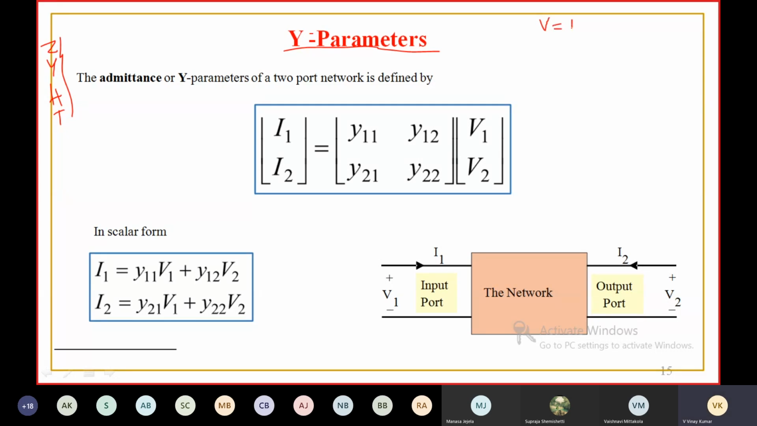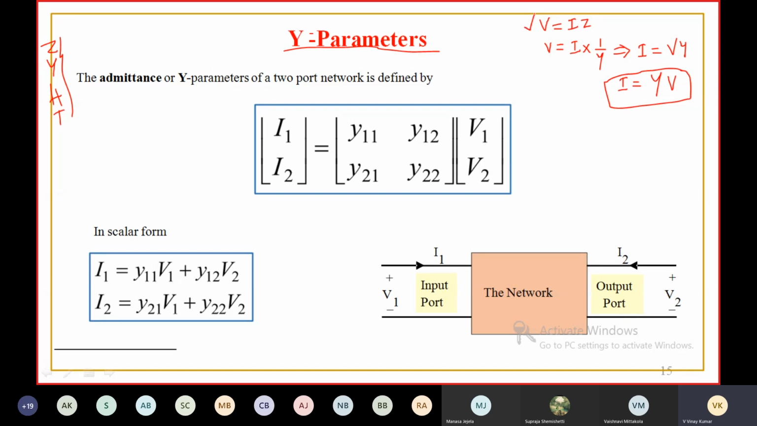V is equal to IZ. You know V is equal to IZ, right? V is equal to I into 1 by Y, because admittance is the reciprocal of impedance. From this, I is equal to VY, or I is equal to YV.